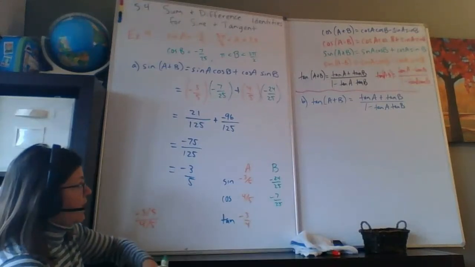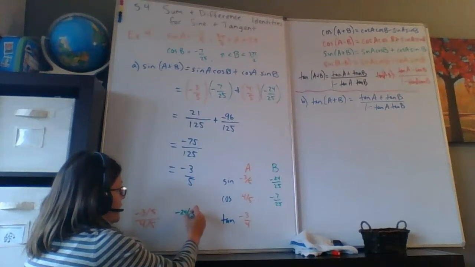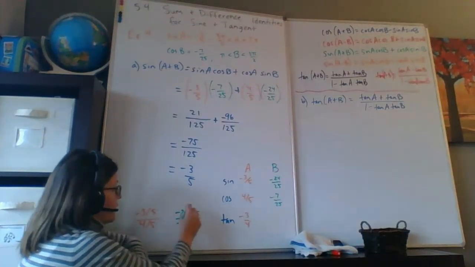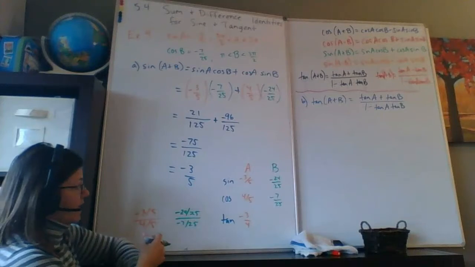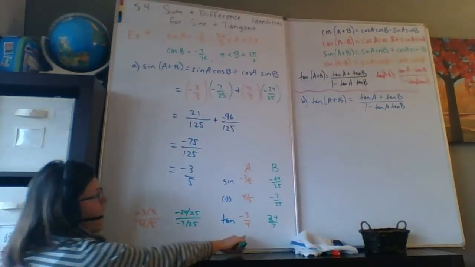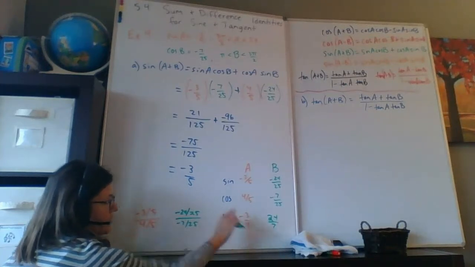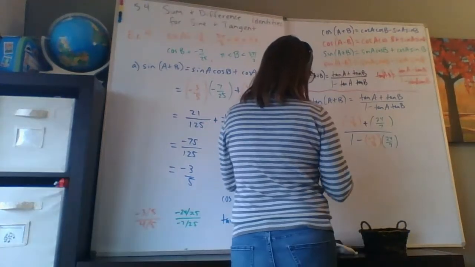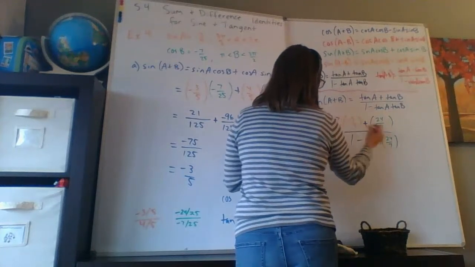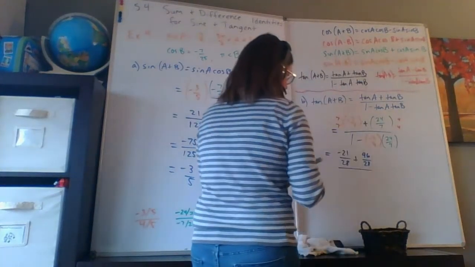Similarly, for B, we can do sine over cosine. So we get -24/25 over -7/25. The 25's cancel, the negatives cancel, and we get 24/7. So we have the tangent of A is -3/4, and the tangent of B is 24/7. So for the first fraction, I can multiply top and bottom by 7. And the second fraction, I'll multiply top and bottom by 4.